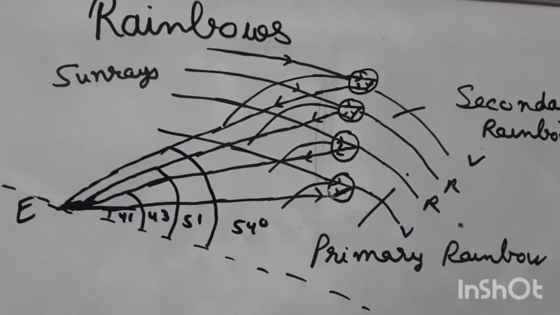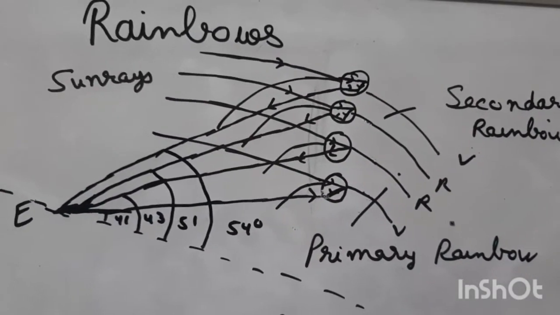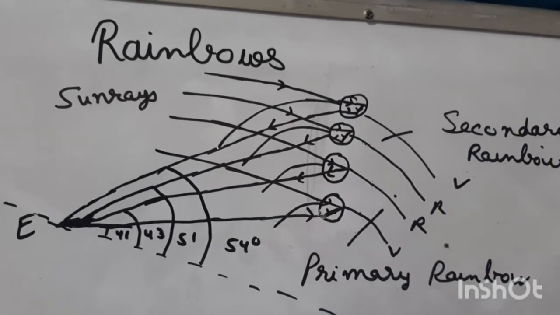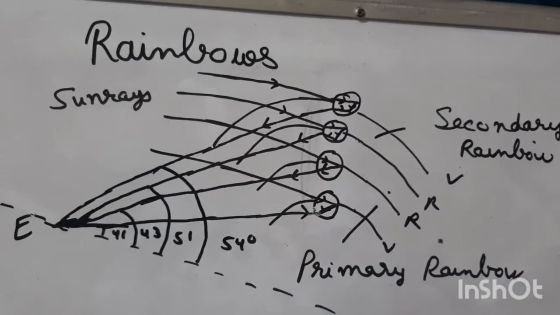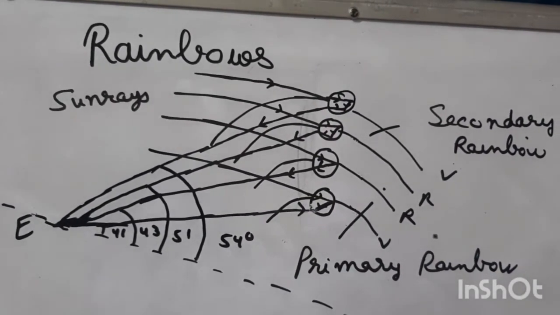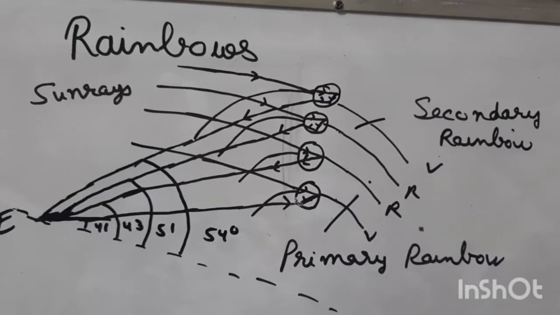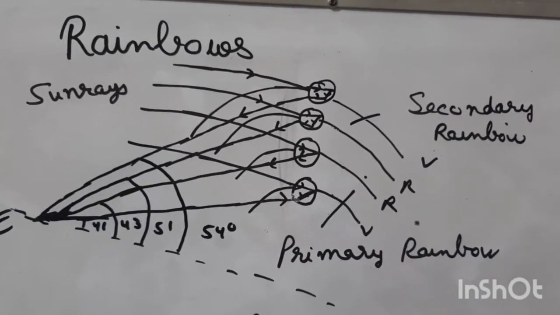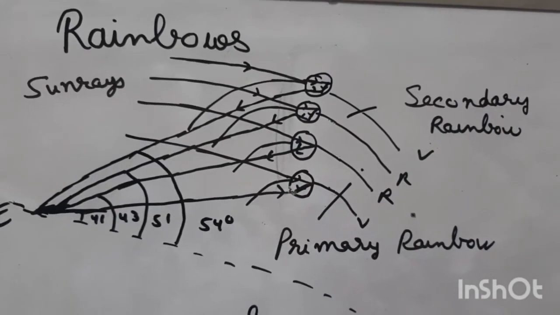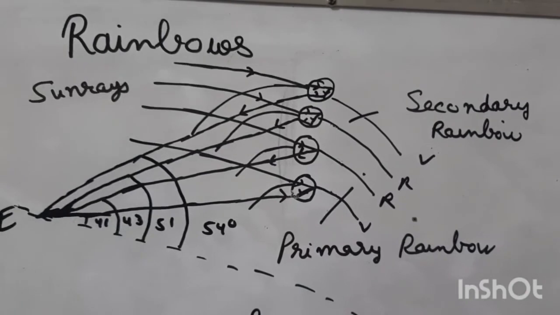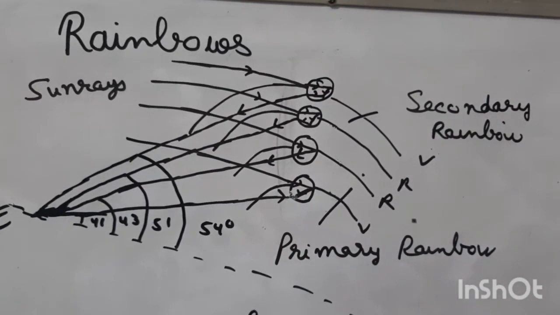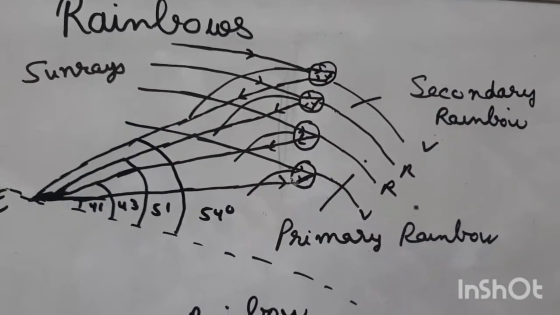And the sequence of the colors of the primary rainbow and the secondary rainbow is just opposite. In the primary rainbow, we observe the same pattern of colors as observed in the case of our prism, that is V lying at the bottom and R lying at the top. But in the case of the secondary rainbow, the order of the colors is just reversed. That is, R appears to be at the bottom and V appears to be at the top.